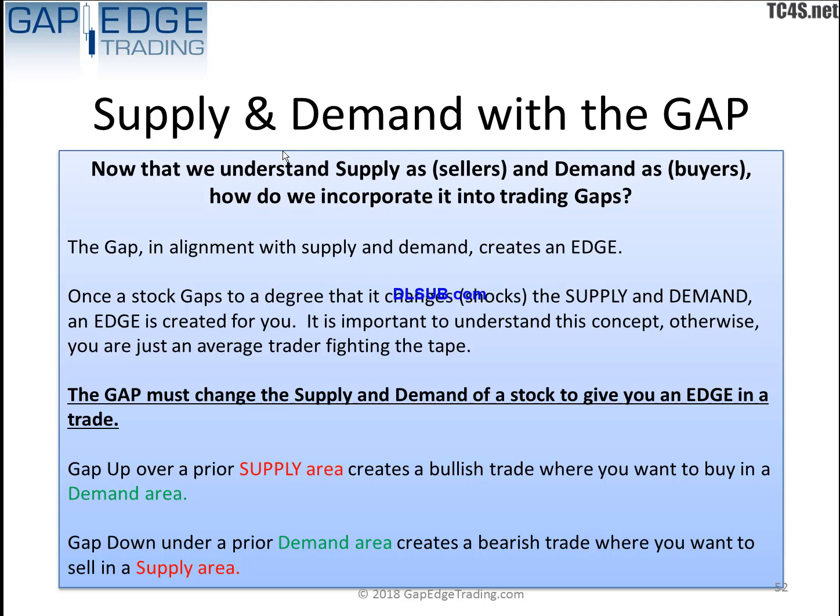You're trading the shock. You're trading the oversupply of demand. You're trading the oversupply of supply, right? So a gap up over a supply area creates a bullish trade when you want to buy in a demand area, and a gap down under a demand area creates a bearish trade when you want to sell into a supply area. Remember, supply, sellers; demand, buyers. What was the previous trend? How has the gap affected the previous trend? Has it changed it from demand to supply, or from supply to demand?